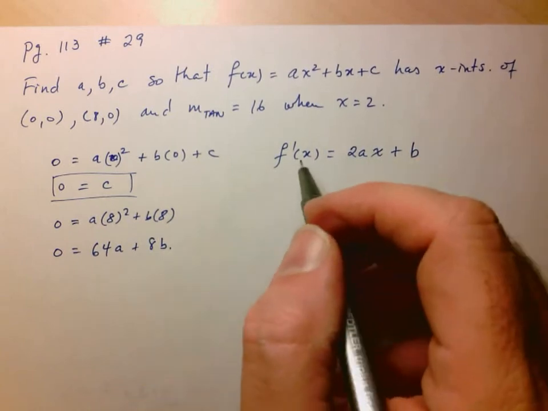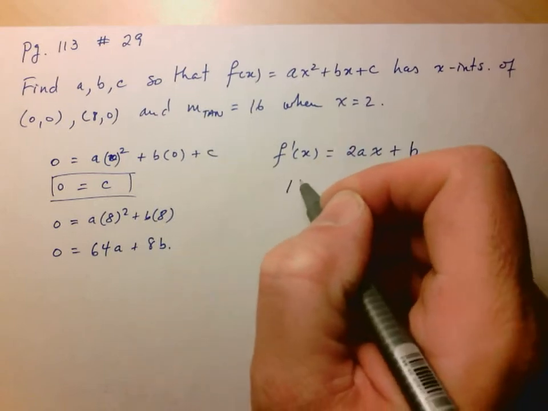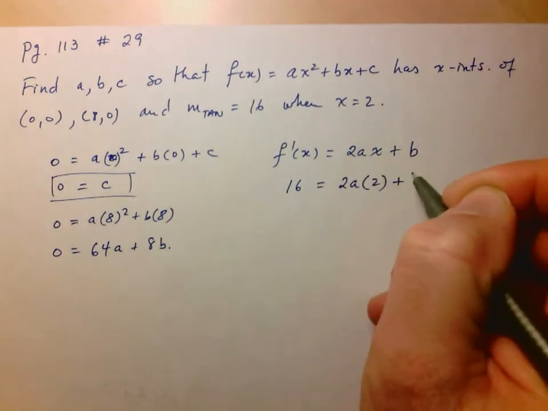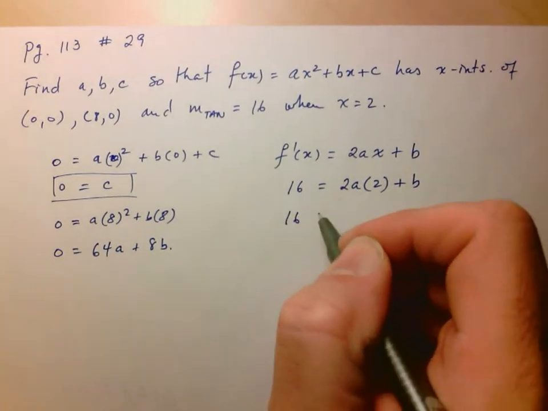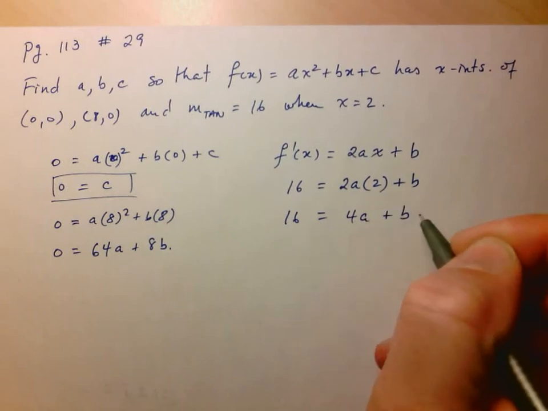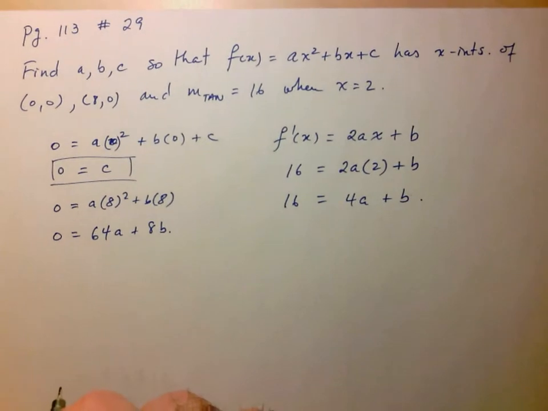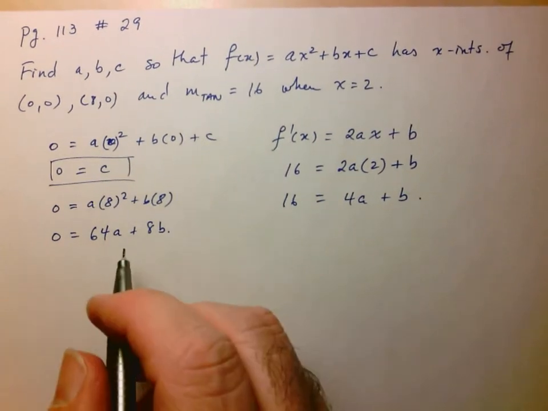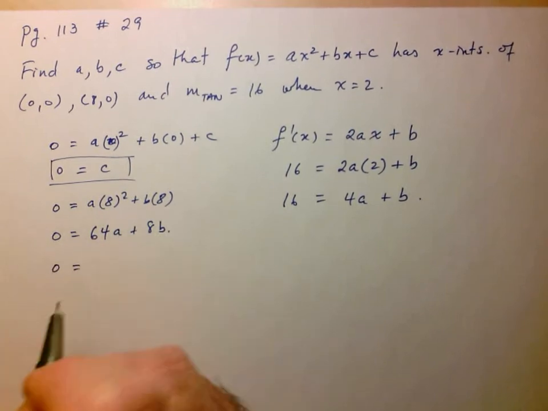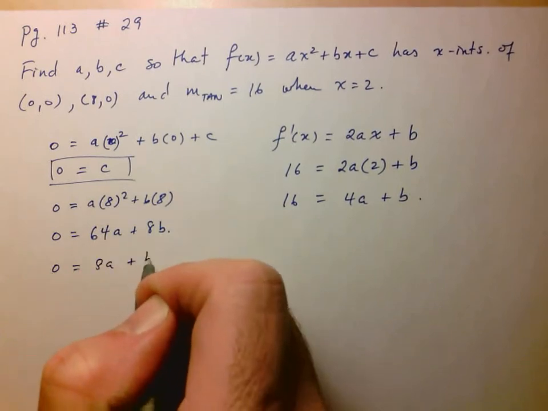Now we know that when x is equal to 2, the slope of the tangent is 16. So the derivative is going to be equal to 16 when the x value is equal to 2. What we have here now is a second equation. This is just going to be 4a plus b. Now we can solve this by elimination or substitution. Just to make things a little easier, why don't I divide both sides of the first equation by 8? 0 divided by 8 obviously is 0, so here we've got 8a plus b.